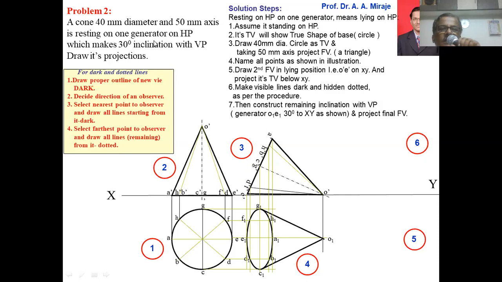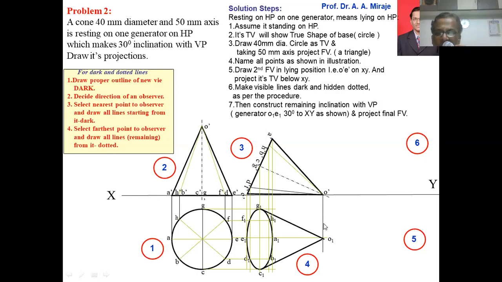Now the next thing is the second condition: this particular generator, which is resting on the HP, is making a 30 degree angle with the VP. Now this O dash E dash is nothing but this O1 E1 here. So this is two length, this is also two length. This length is important for us because the angle with VP is given, and angle with VP you can see in the HP.